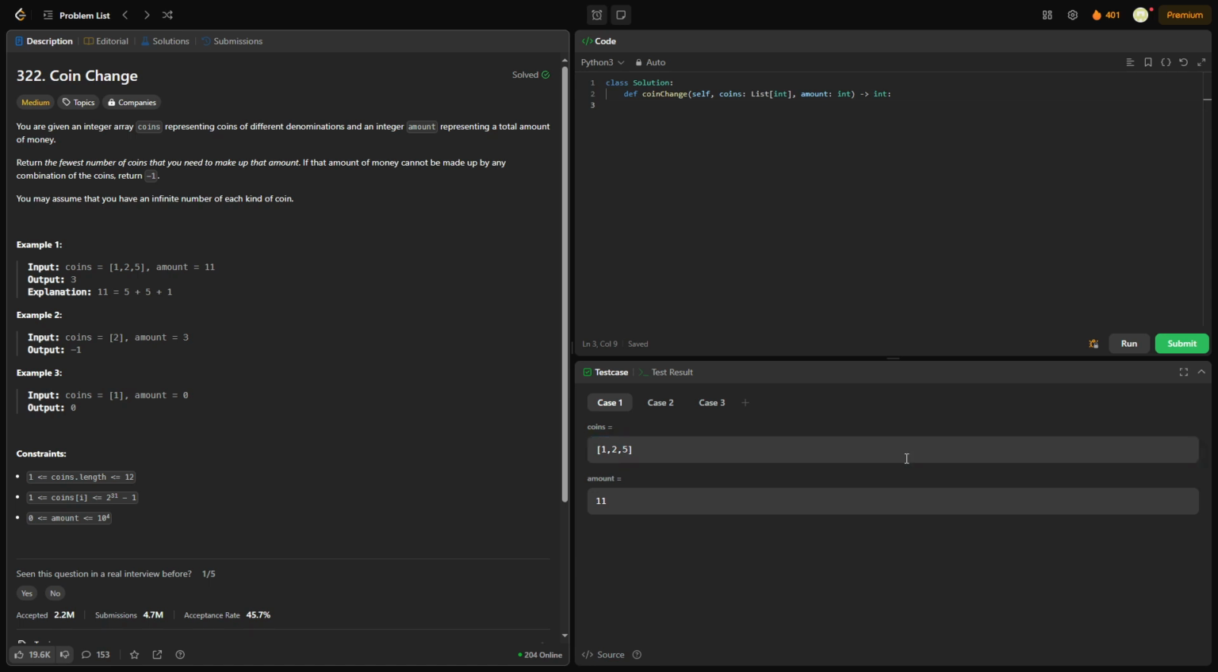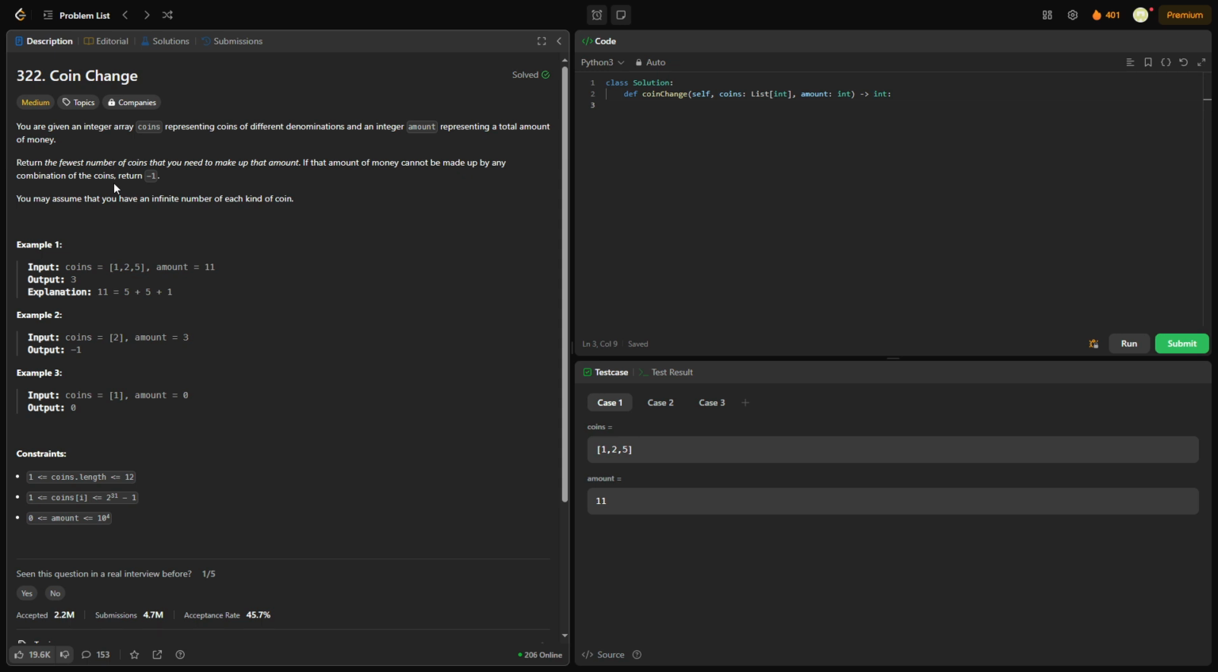Yo, what's up everyone? This is LeetCode 322 coin change. So we are given an integer array coins representing coins of different denominations and an integer amount representing a total amount of money. So we have to return the fewest number of coins that you need to make up that amount. If that amount of money cannot be made up by any combination of coins, return -1. Okay. You may assume that you have an infinite number of each kind of coin.